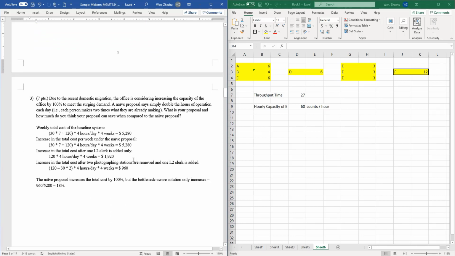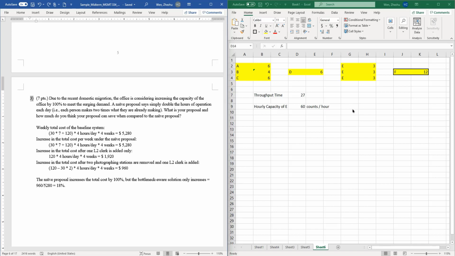is they're trying to do cost benefit analysis. So let's take a look. Due to the recent domestic migration, the office is considering increasing the capacity of the office by 100%. So they're trying to increase the capacity of the office by 100% to meet the surging demand, right?